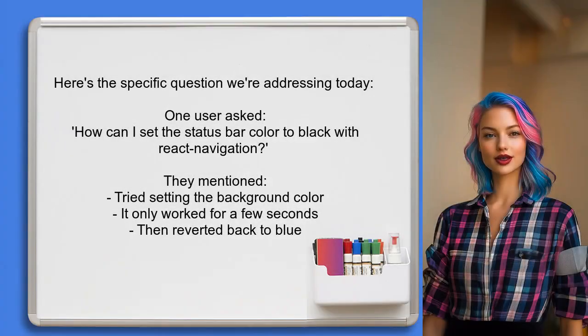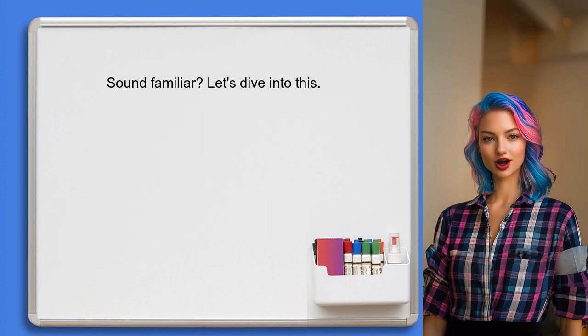Here's the specific question we're addressing today. One user asked, how can I set the status bar color to black with React Navigation? They mentioned trying to set the background color, but it only worked for a few seconds before reverting back to blue. Sound familiar? Let's dive into this.